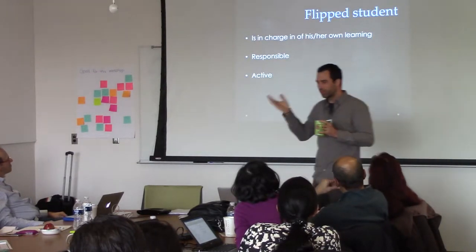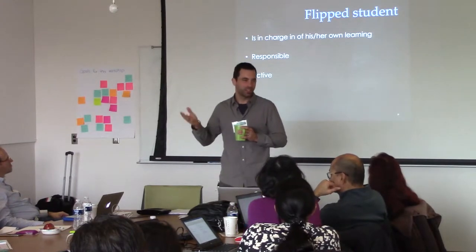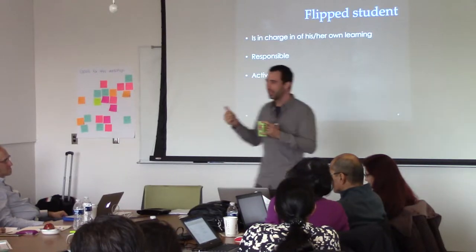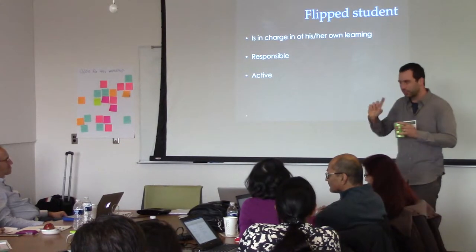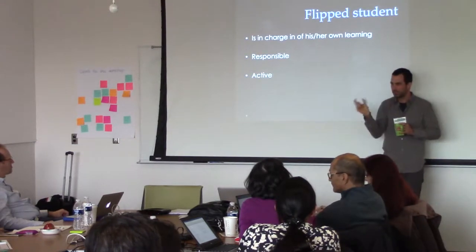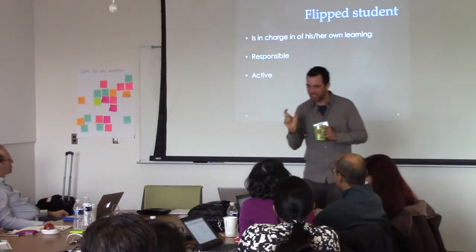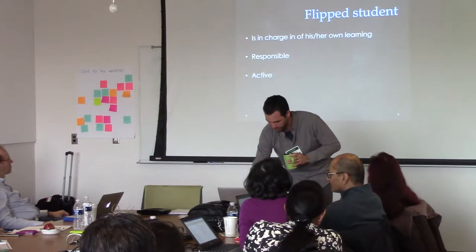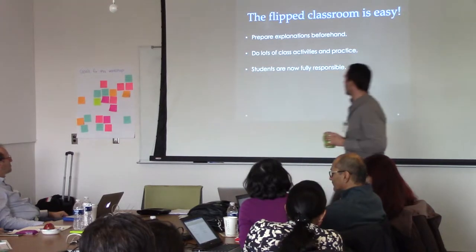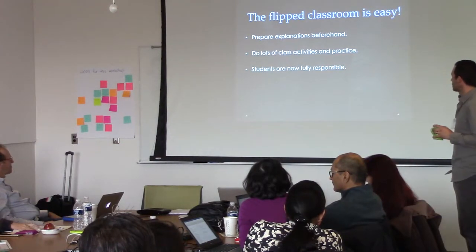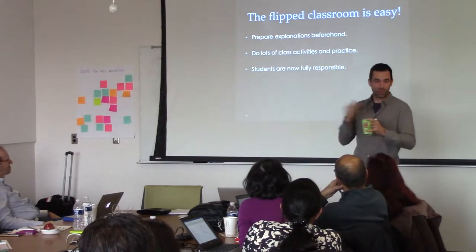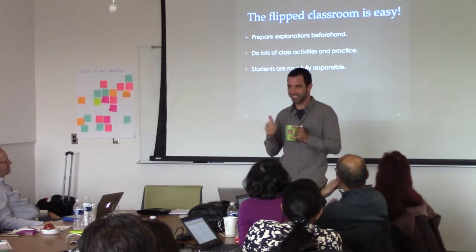Normally with the flipped classroom, it's like, oh yeah, put some lectures on videos, make students watch them before they come, we flip the class, great. But it has nothing to do with the videos or online. It's really a shift in responsibility that is happening at the heart of a flipped classroom. So I think it's easy, here we go. We prepare explanations beforehand, we do lots of class activities and practice. Students are now responsible for everything, so we're off the hook, we're good to go, right? It's just that easy?